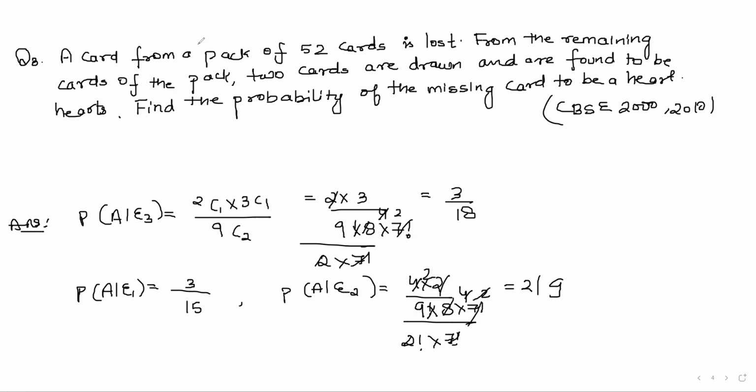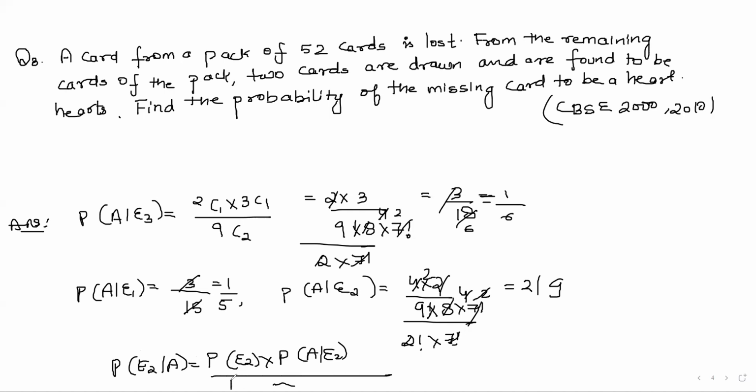Nabil, are you getting all these values? And this is 1 by 5, and this is 2 by 9, and this is 1 by 6. Okay, Nabil, you are getting these values? Yes, sir. Okay, then you must get the right answer, 20 by 53. You need to find P(E2|A). You have found out this one? Yes, sir.